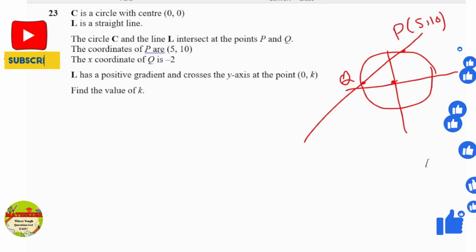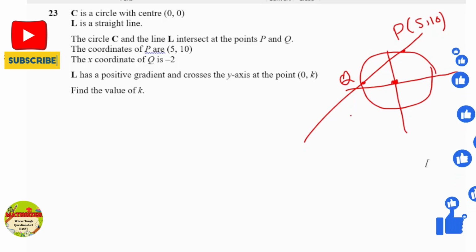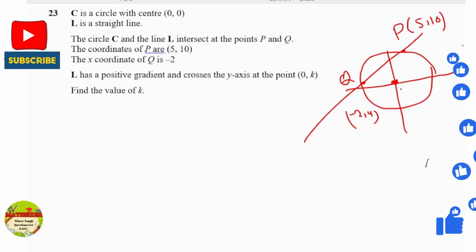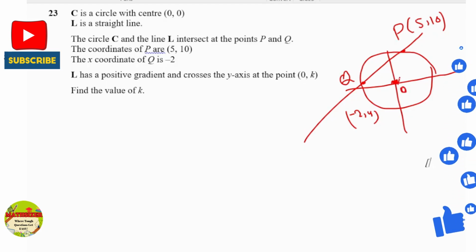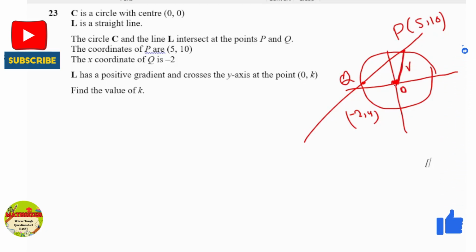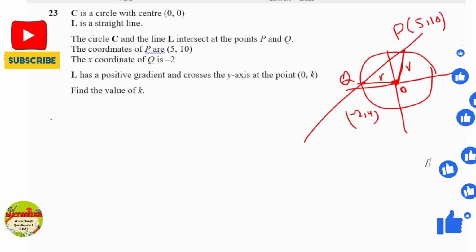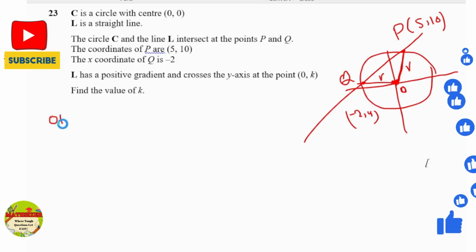So this is our center, right? And Q has x coordinate -2, and we don't know the y value. From the center O to P, that's called the radius. From O to Q, that's also the radius. We're going to find the length OP. OP is the radius.